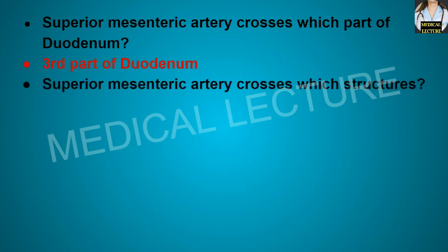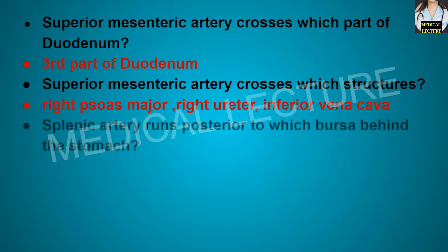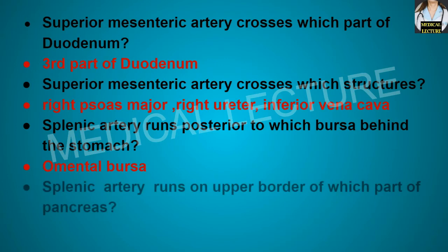Superior mesenteric artery crosses which structures? So it crosses the right psoas major, right ureter, and the inferior vena cava. Splenic artery runs posterior to which bursa? Behind the stomach. So omental bursa. Splenic artery runs on the upper border of which part of the pancreas? So body of the pancreas and the tail of pancreas.